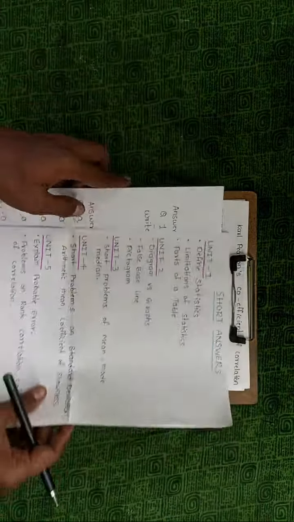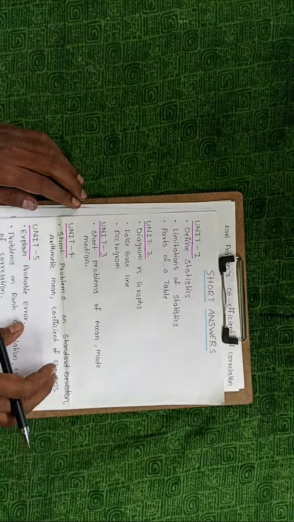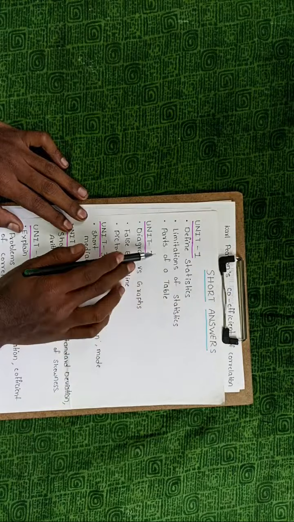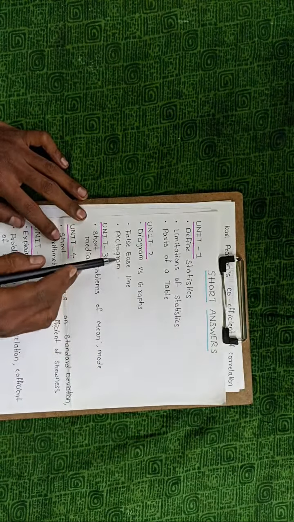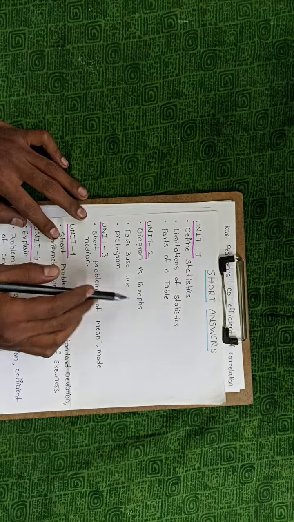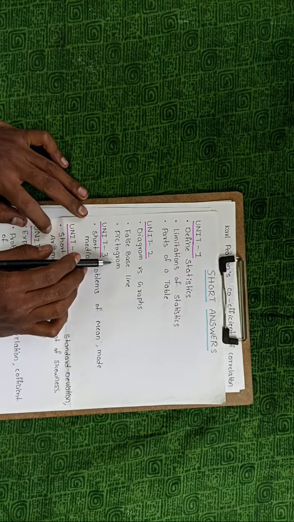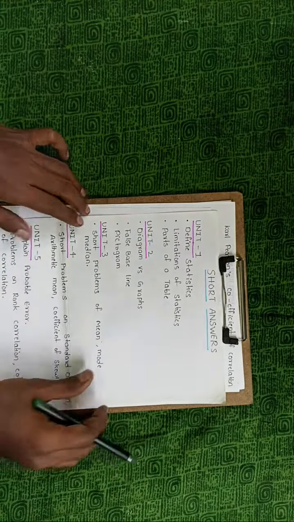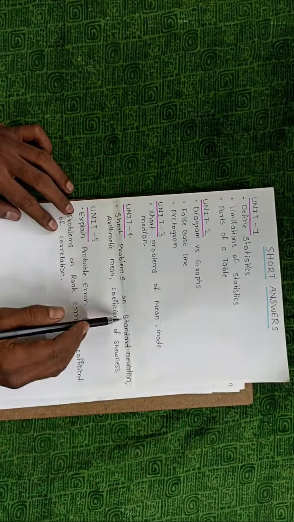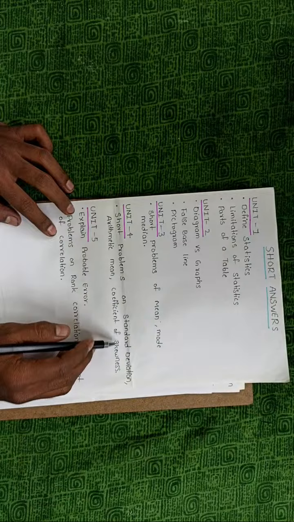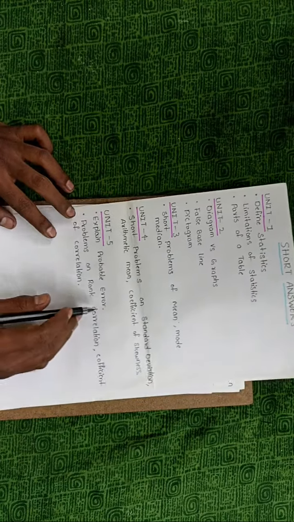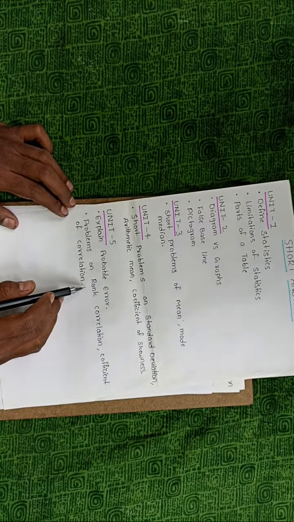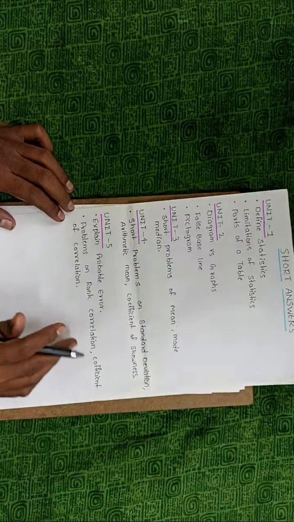And these are the short answers for the business statistics students. In unit 1, define statistics, limitations of statistics and parts of a table. For unit 2, diagram versus graphs, false baseline, pictogram. For unit 3, short problems of mean, mode and median. In 4th unit, short problems on standard deviation, arithmetic mean and coefficient of skewness. You have to do problems. In 5th unit also you have to prepare short problems for rank correlation and coefficient of correlation. And there is a short question, explain probable error.